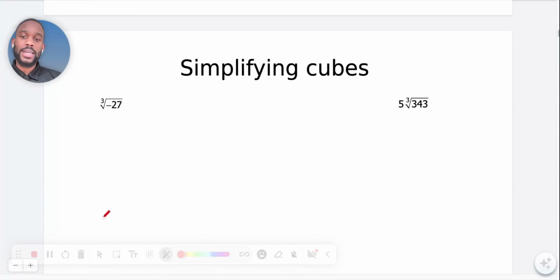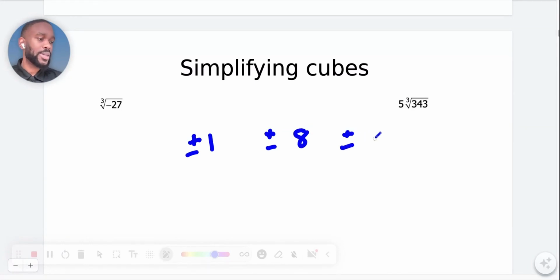So let's start by revising what perfect cubes are. Plus or minus 1, that's a perfect cube. Plus or minus 8, plus or minus 27, and they go on. Why is plus or minus 1 a perfect cube? Let's look at plus 1. If you multiply 1 times 1 times 1, you get 1. And then negative 1: if you multiply negative 1 times negative 1 times negative 1, you get negative 1.